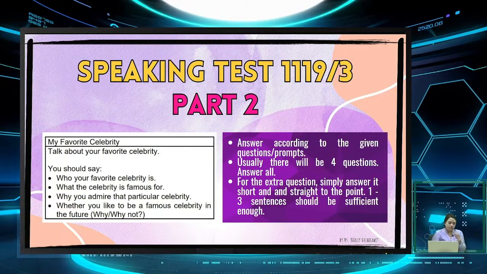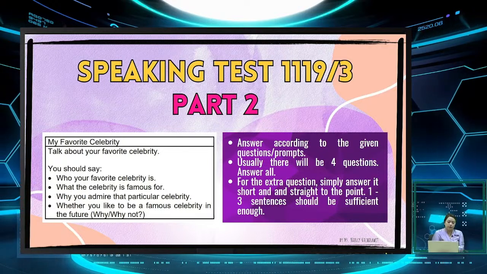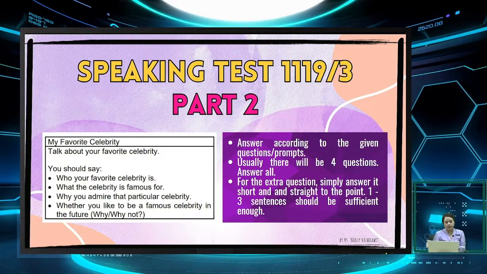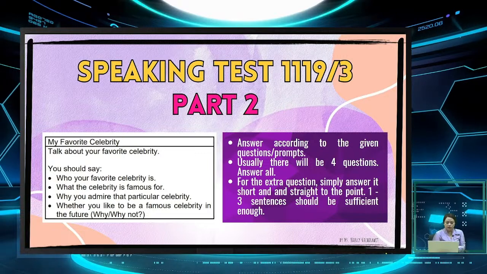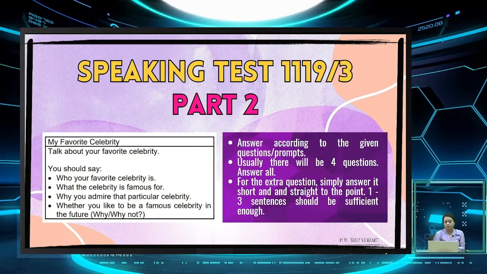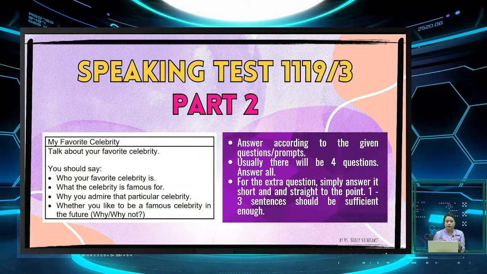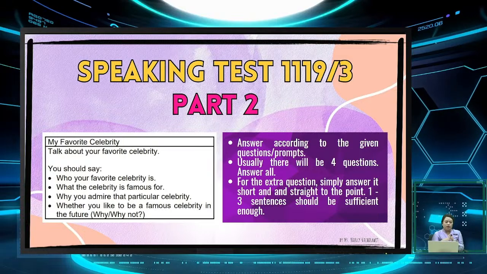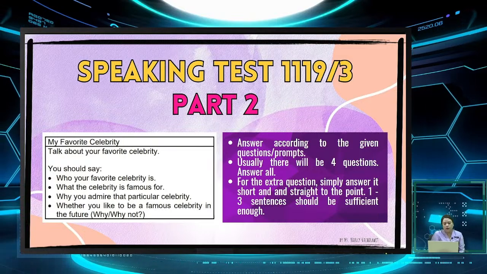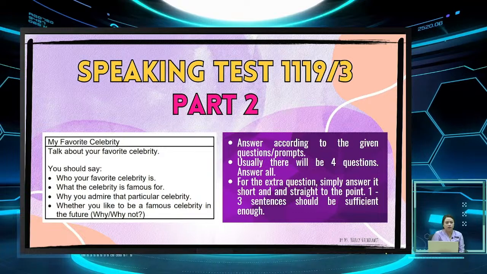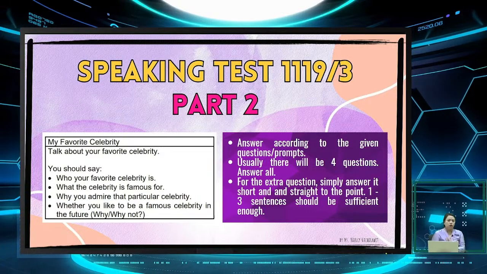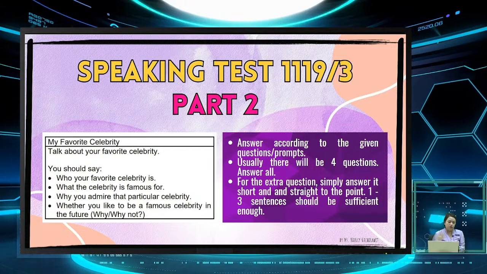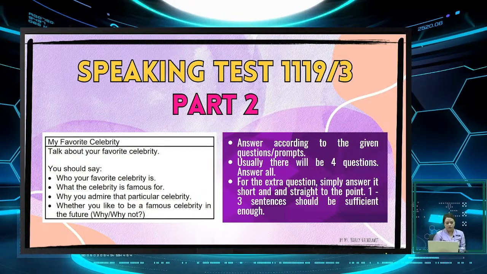All right. And then for the extra question, for example, if this one is for candidate A, then candidate B will be given an extra question about the same topic. So you have to answer it simply and shortly. Simply answer in a short, straight-to-the-point sentence. 1 to 3 sentences should be sufficient. You don't need to elaborate your answer because you will be asked another question later on.